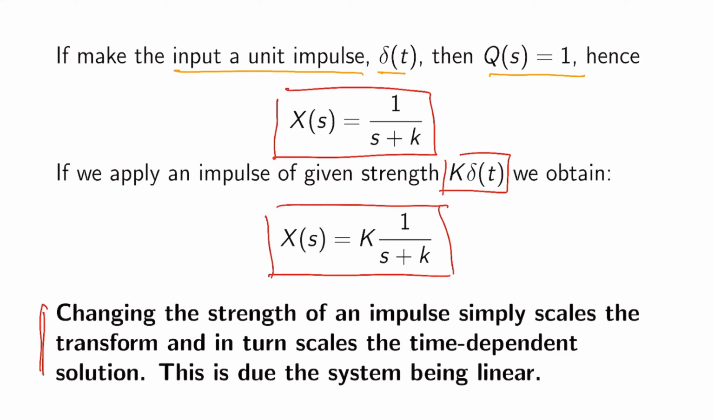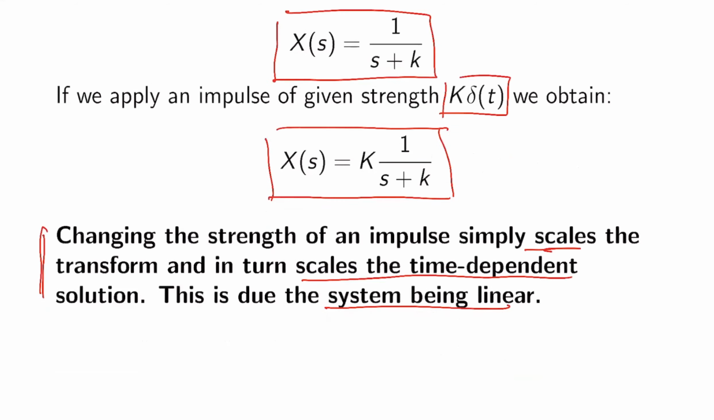And we'll use it when we come to talk about the convolution. So changing the strength of an impulse simply scales the transform, and in turn scales the time-dependent solution. And of course, this is all because the system is linear, right? That's why we can do this. Okay.